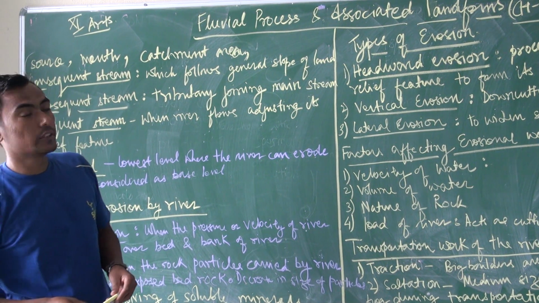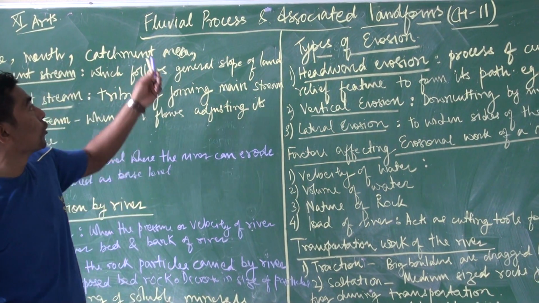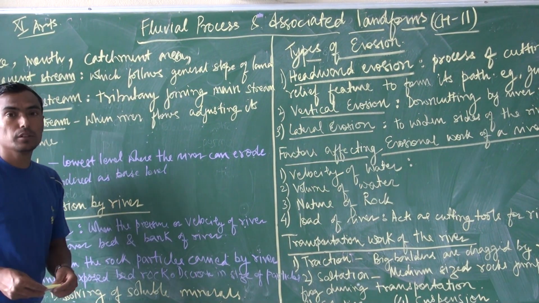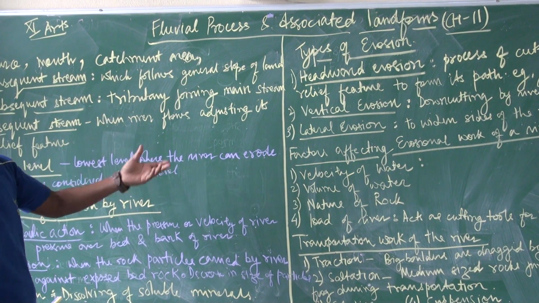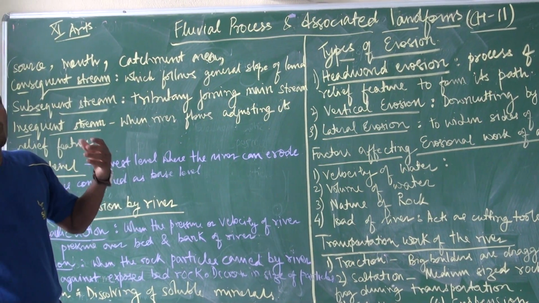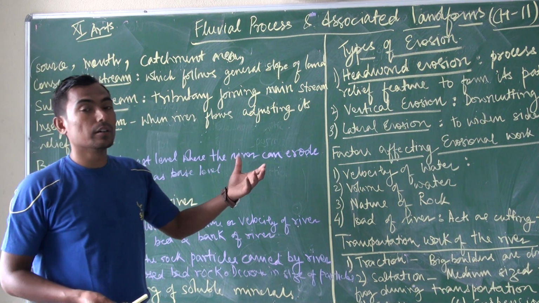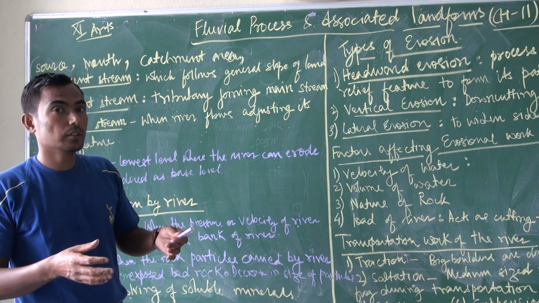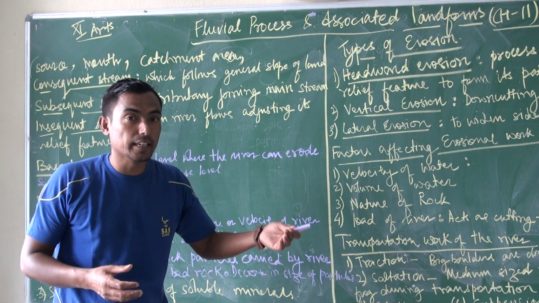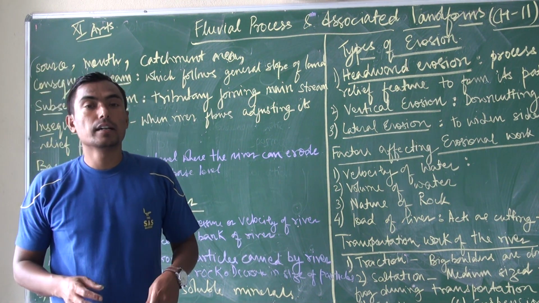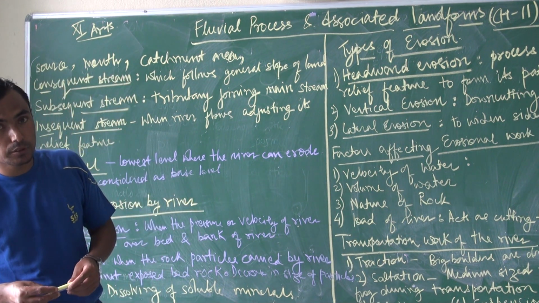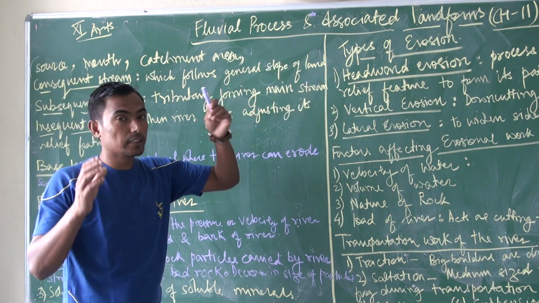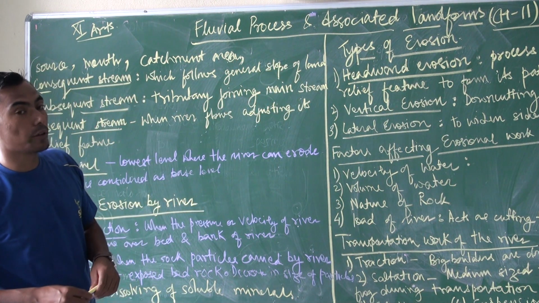The next chapter is chapter number 11, that is the fluvial process and associated landforms. Now, whenever you hear the word fluvial, just remember it's water. It means that whenever the water is being carried down by the river, it flows from one area to another area. It results in the formation of different types of landforms. So because of that, this chapter, fluvial process and associated landforms, is there in your textbook.